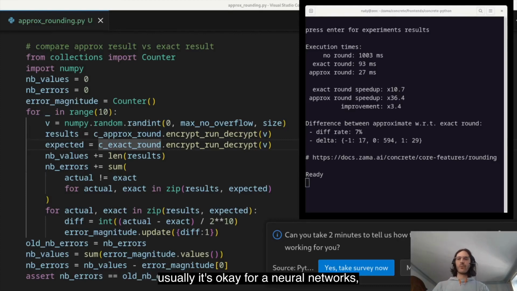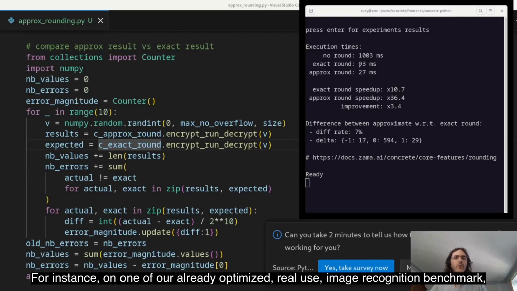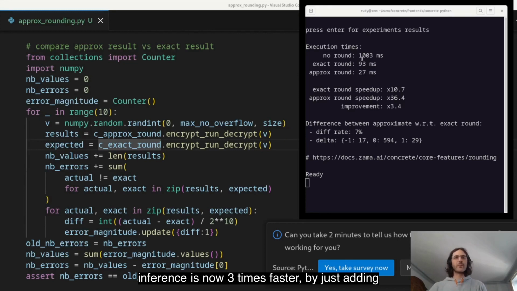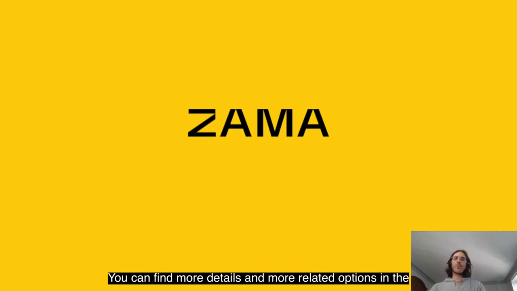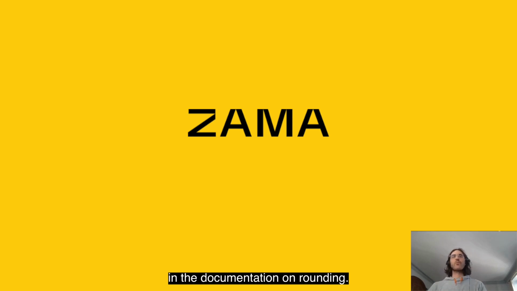Usually it's okay for neural networks, but you have to check if it's acceptable for your application. So if you were already using rounding, I really encourage you to try it. For instance, on one of our already optimized reduced image recognition benchmarks, inference is now 3 times faster by just adding this configuration flag without significant change in accuracy. You can find more details and more related options in the documentation on rounding.